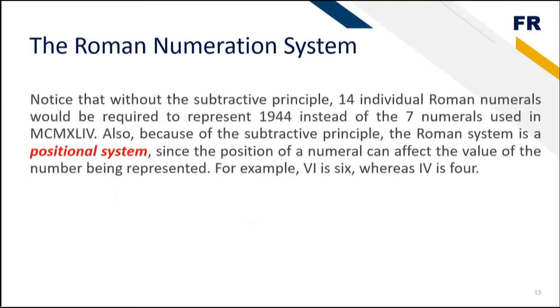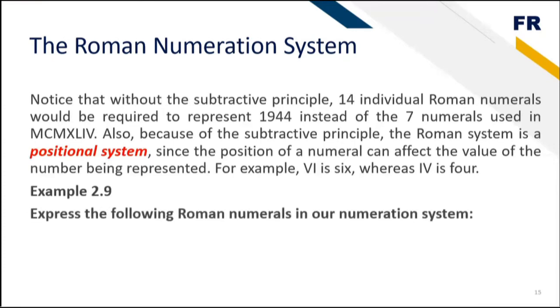Notice that without the subtractive principle, 14 individual Roman numerals would be required to represent 1,944 instead of the 7 numerals used in MCMXLIV. Also, because of the subtractive principle, the Roman system is a positional system, since the position of the numeral can affect the value of the number being represented. For example, VI is 6, whereas IV is 4. So, kaya importante yung position dun sa Roman numeral. Kasi kung wala yung position, baka mag-equal yung VI and IV, which is not.